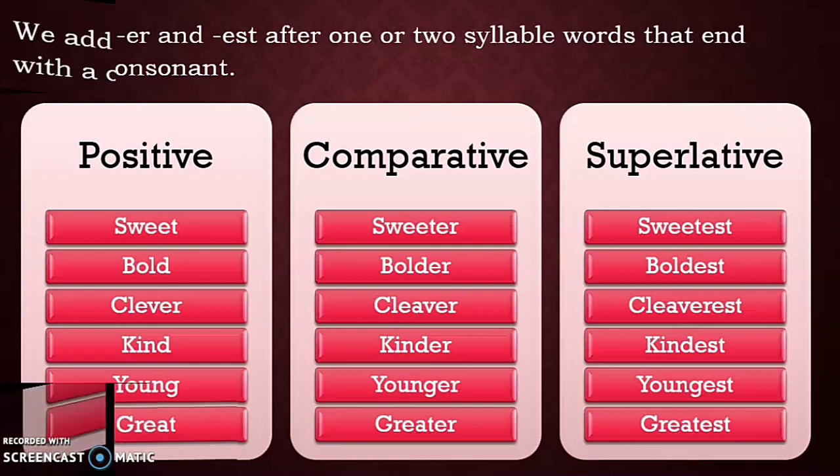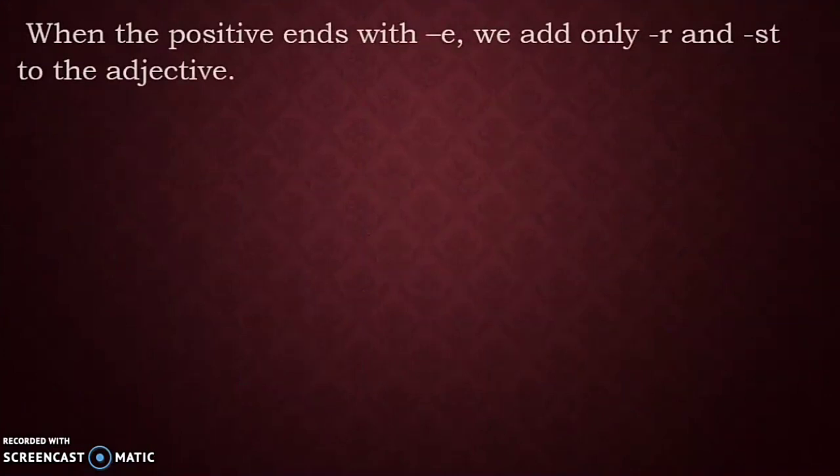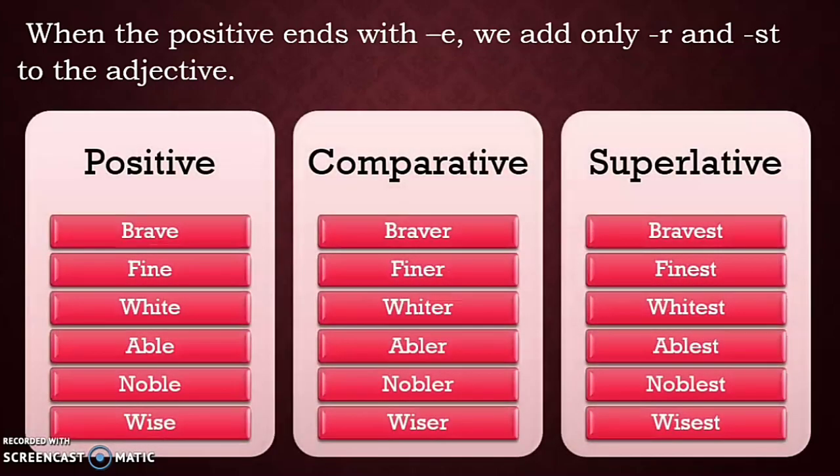Moving forward to the second rule. The second rule applies when the positive degree ends with the letter E. So when positive degree ends with the letter E, the comparative degree and the superlative degree are formed by adding only the letter R and ST to the adjective. We'll see a few examples of it. For example, brave, braver, bravest.